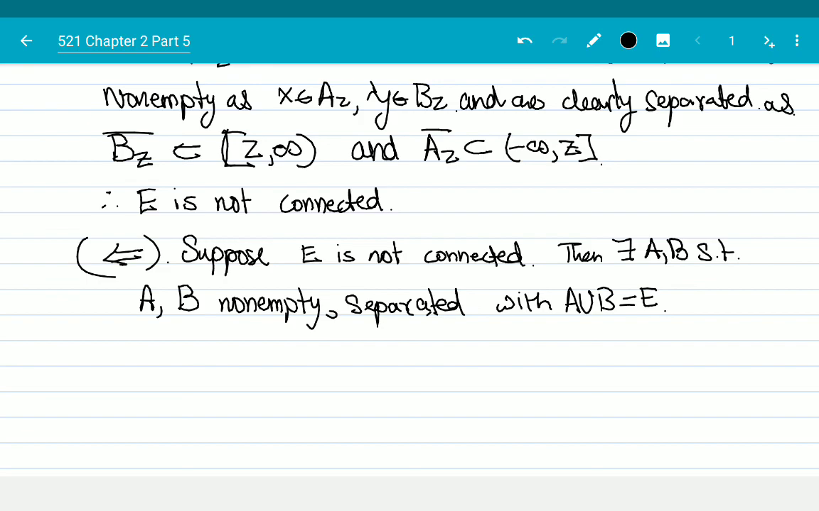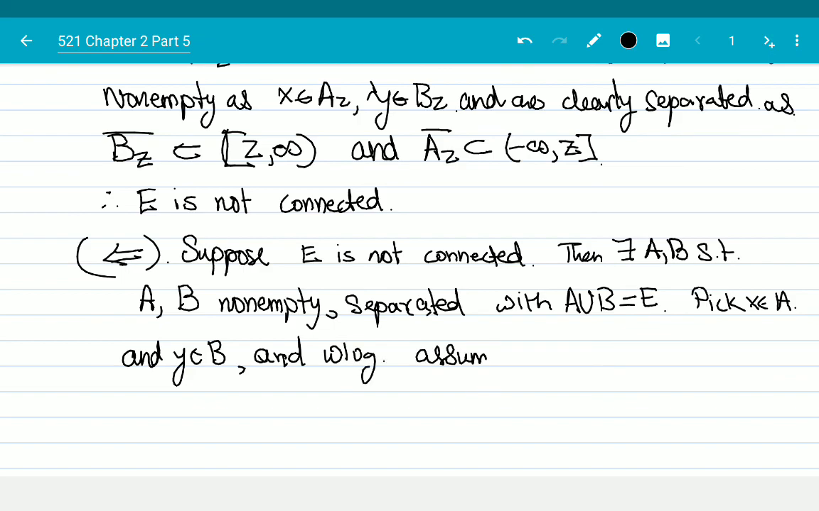Okay. Then do this. Pick X belonging to A and Y belonging to B. Without loss of generality, we assume that X is smaller than Y. Otherwise, just flip the entire world around. Call B as A and A as B. Take some representatives. Okay. Doesn't matter.